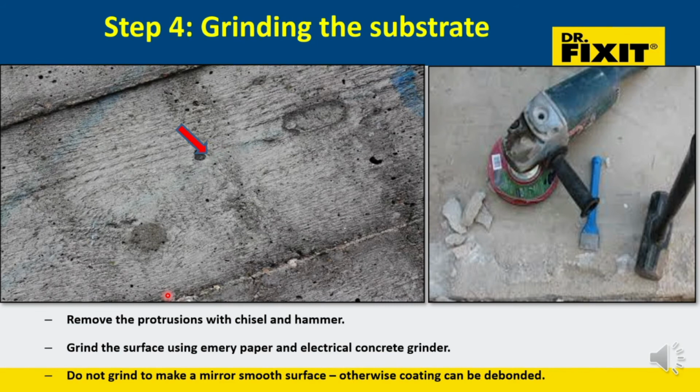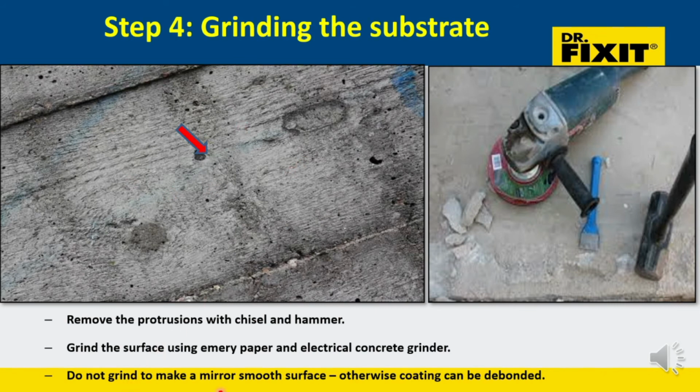So how is the process done? Remove the protrusions, remove all these particles with the chisel and hammer and make it level. From here you have to make a level. Then grind the surface using emery paper or an electric concrete grinder. Use it, then make the level.